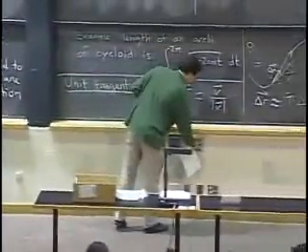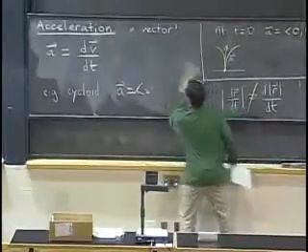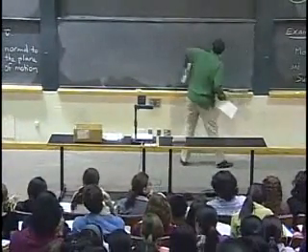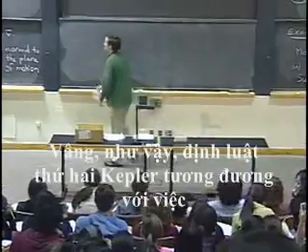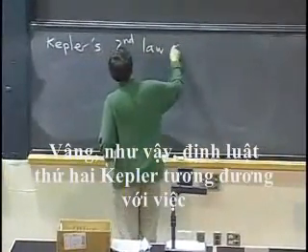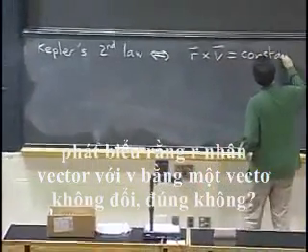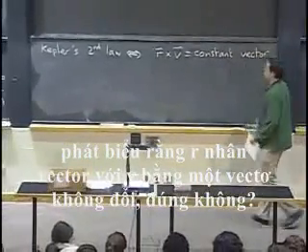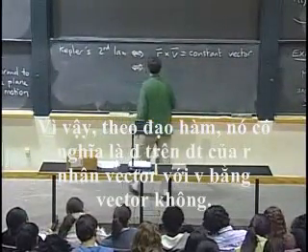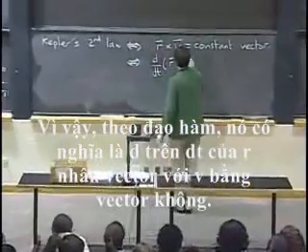So Kepler's second law is actually equivalent to saying that r cross v equals a constant vector. That's what the law says. So in terms of derivatives, it means d by dt of r cross v is the zero vector.